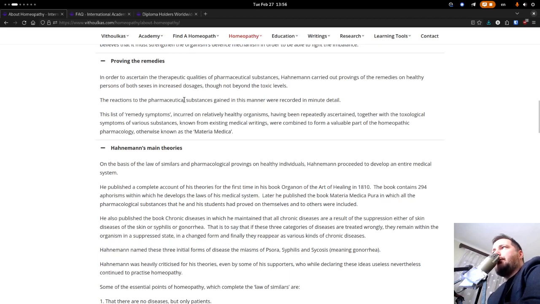The reactions to the pharmaceutical substances gained in this manner were recorded in minute detail. This list of remedy symptoms incurred on relatively healthy organisms, having been repeatedly ascertained, together with the toxicological symptoms of various substances known from existing medical writings, were combined to form a valuable part of the homeopathic pharmacology, otherwise known as materia medica. It's a very complicated process.